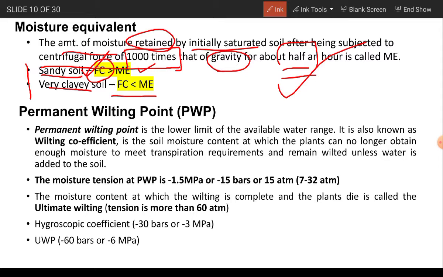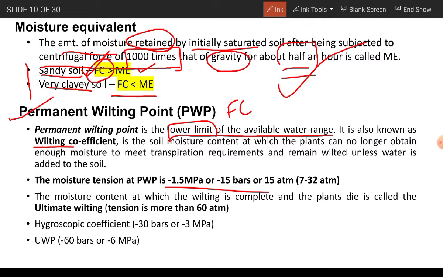Okay, the next one is the permanent wilting point. This is the lower limit of available water range. The upper limit is the field capacity, the lower limit is the permanent wilting point. It is also known as wilting coefficient.